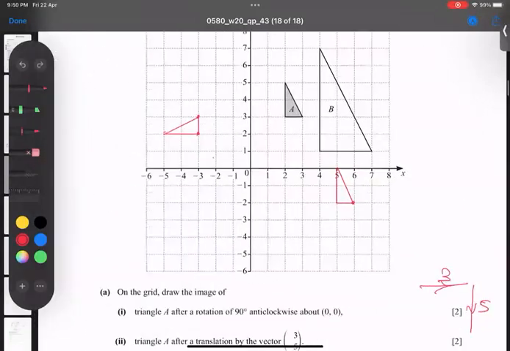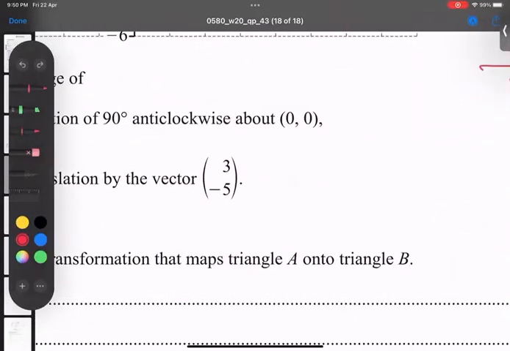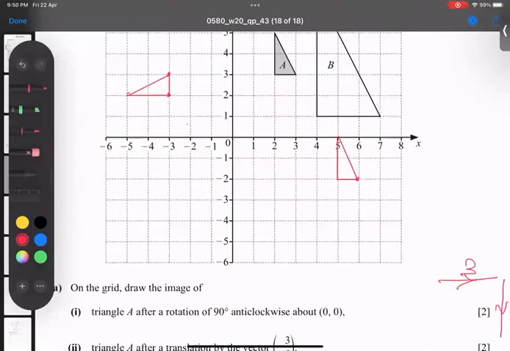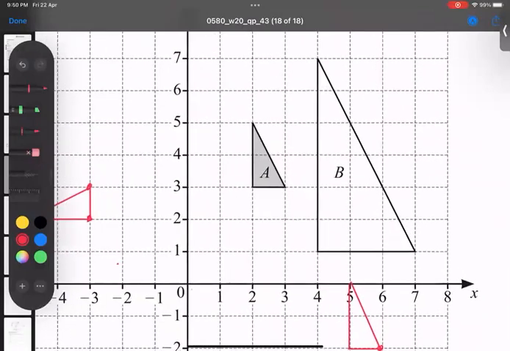Actually, let me explain again. Before onto is always called the object. After onto is always called the image. So B is the image, and make sure A is the object. I'm just writing I and O for the sake of understanding, so there is less chance of mistakes.